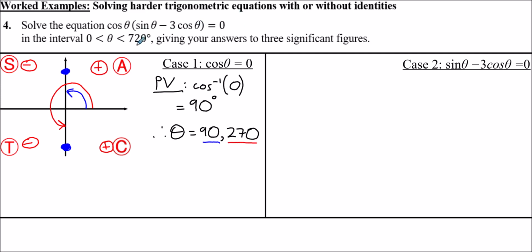But the range here goes up to 720, so we need to carry on. If you went around again, another 180 would go back to this one. So add 360 to both of these. 90 plus 360, the next value in range, would be 450. And 270 plus 360 would be 630. If we added 360 to this one, we'd be outside of the range. And so these are all the values valid for theta for the first scenario, where cos of theta is 0.